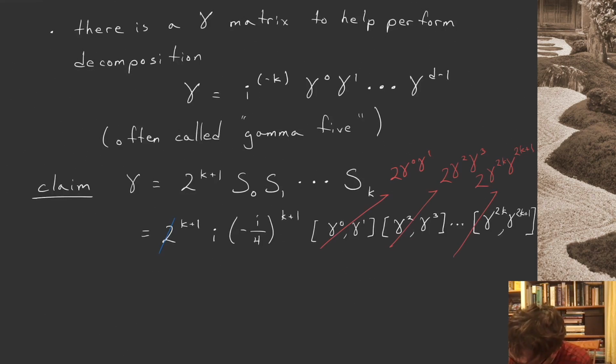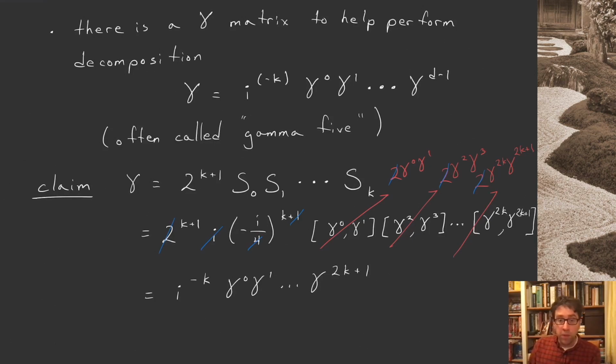I've got 4 to the k plus 1 in the denominator, but then I have 2 to the k plus 1 in the numerator for multiplying all these commutators together as well. I can cancel this i against the minus i to the plus 1 there. And the remaining minus i I can think of as i to the minus 1. And so I can write this whole thing as i to the minus k, gamma 0, gamma 1, all the way up to gamma 2k plus 1, which proves the claim since the total dimension is still 2k plus 2.